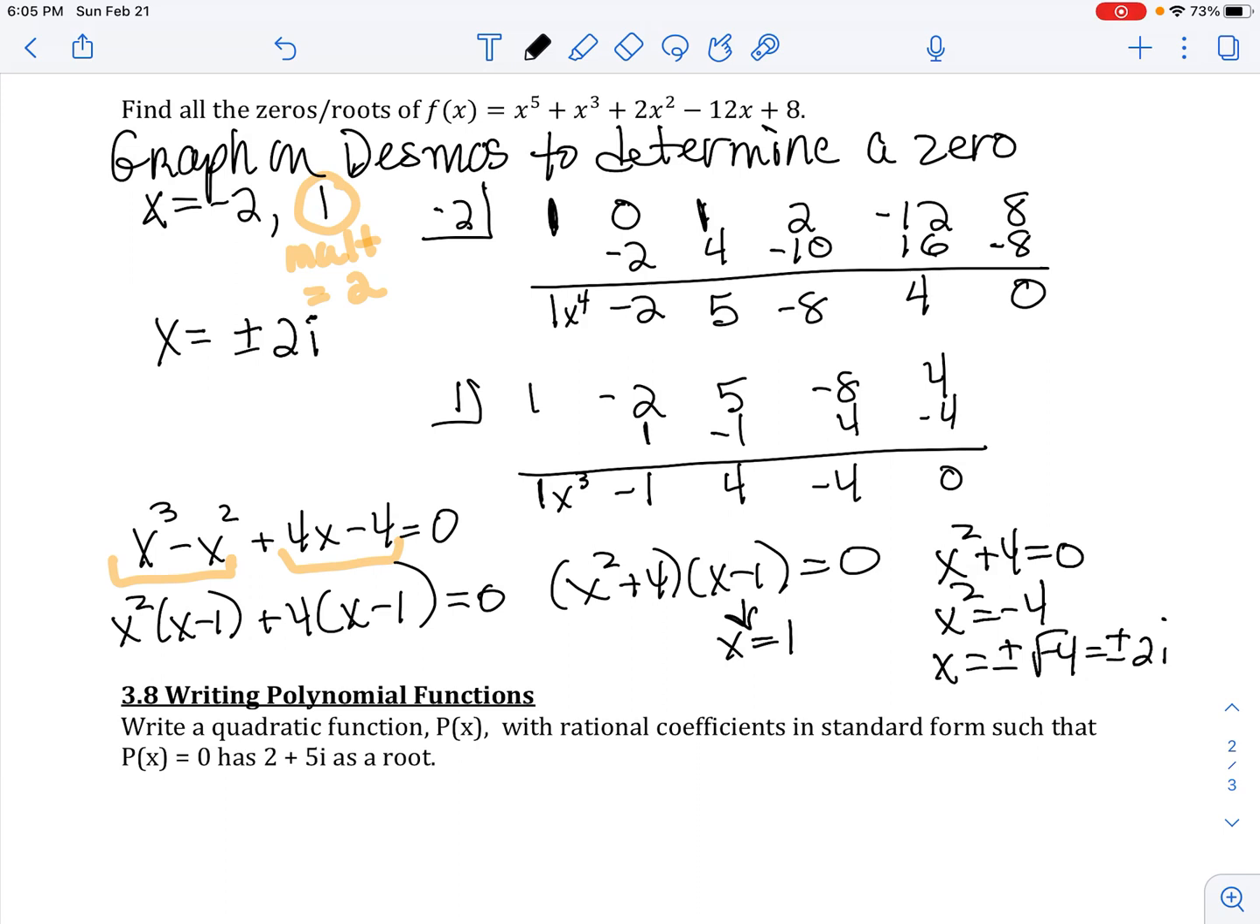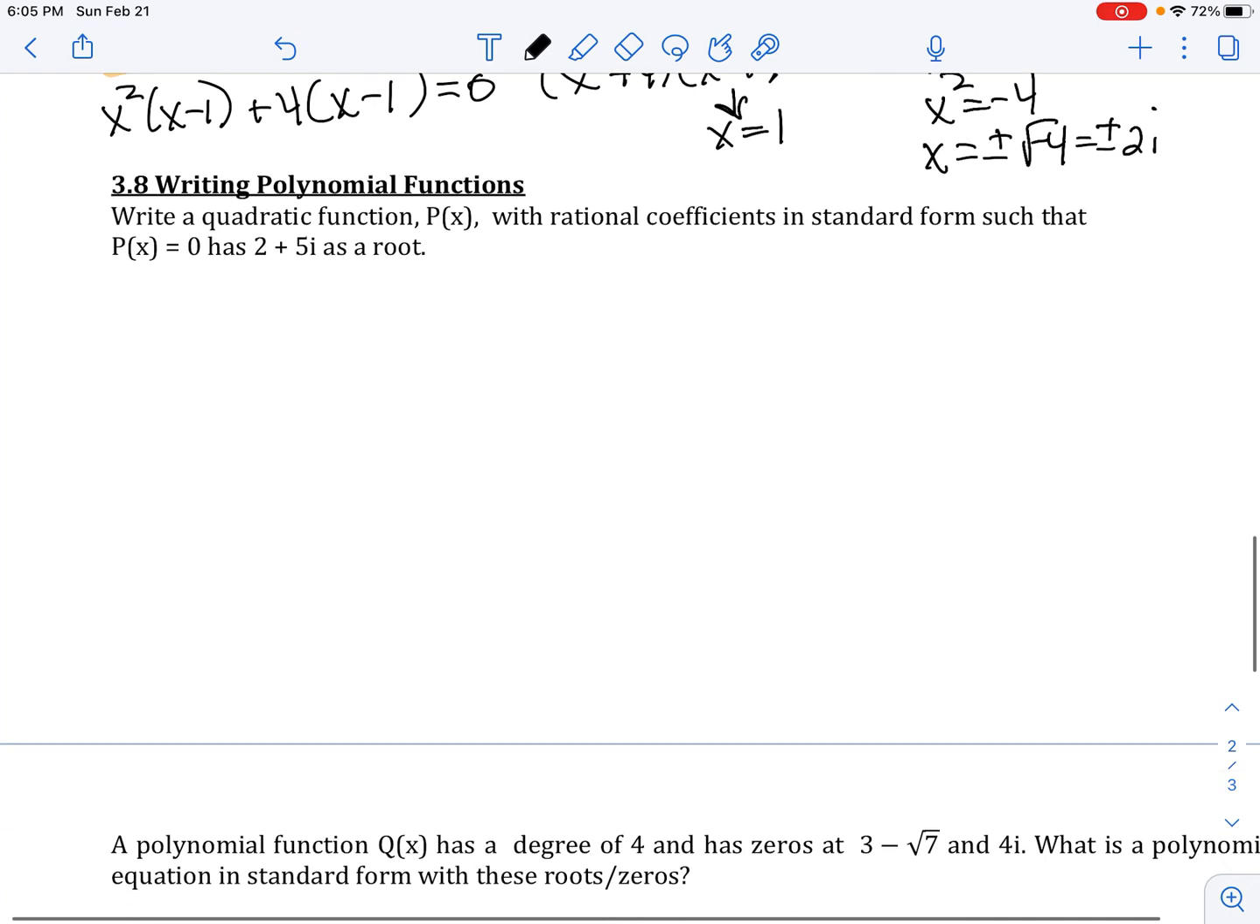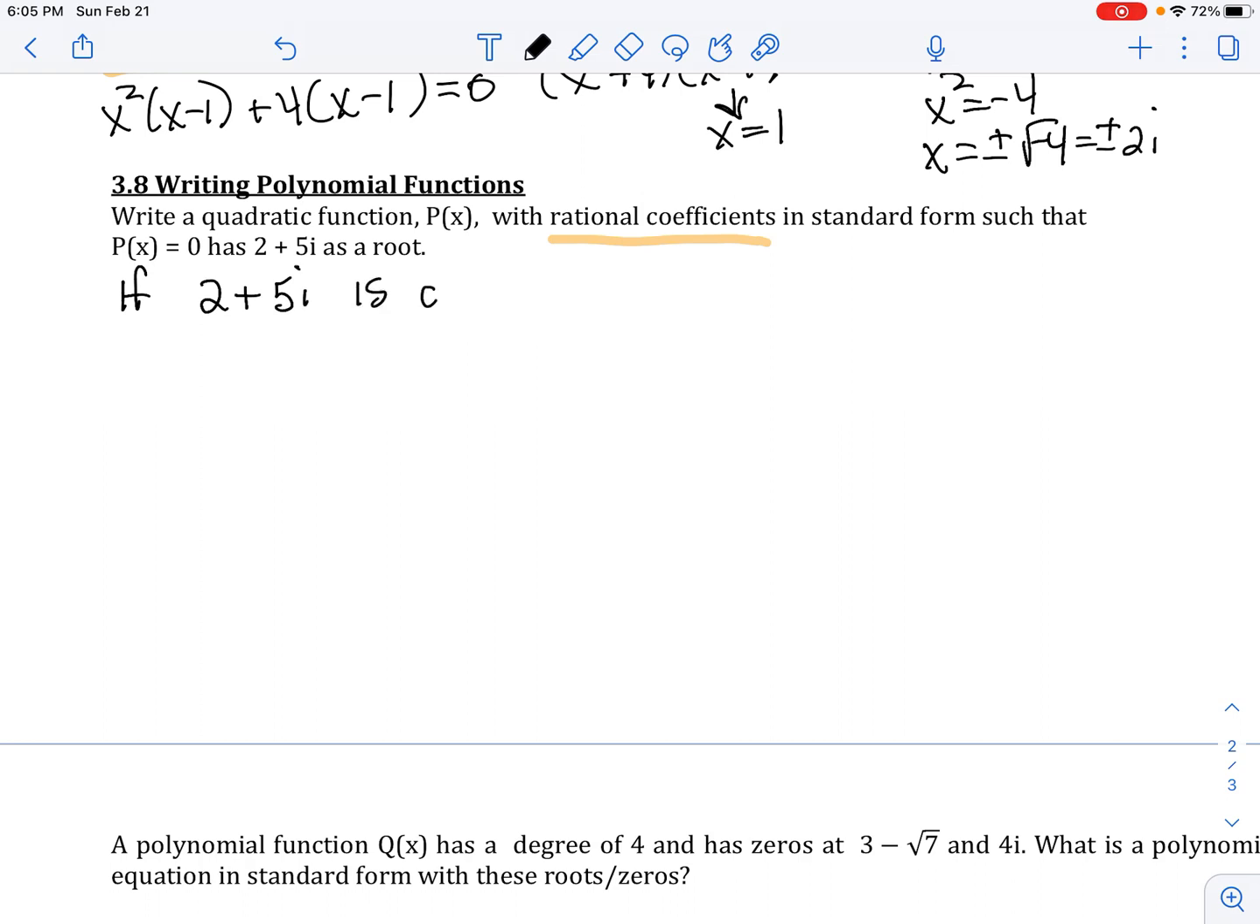Now we're going to use that idea that those non-real zeros come in pairs when we write the equations of polynomials. So write a quadratic function, p of x, with rational coefficients in standard form such that p of x equals 0 and has 2 plus 5i as a root. So if 2 plus 5i is a root, then 2 minus 5i is a root, because they come in conjugate pairs.